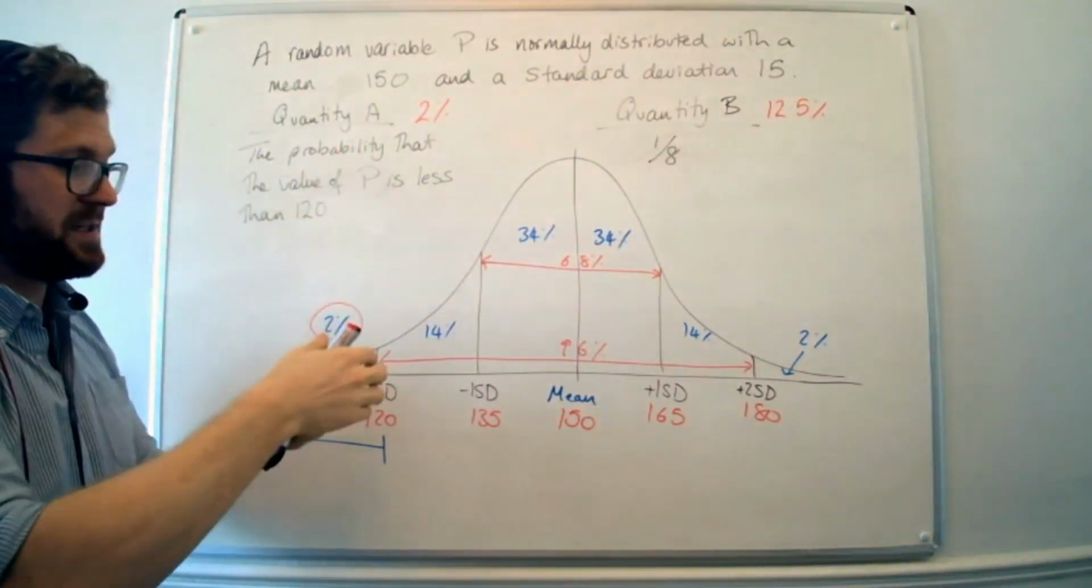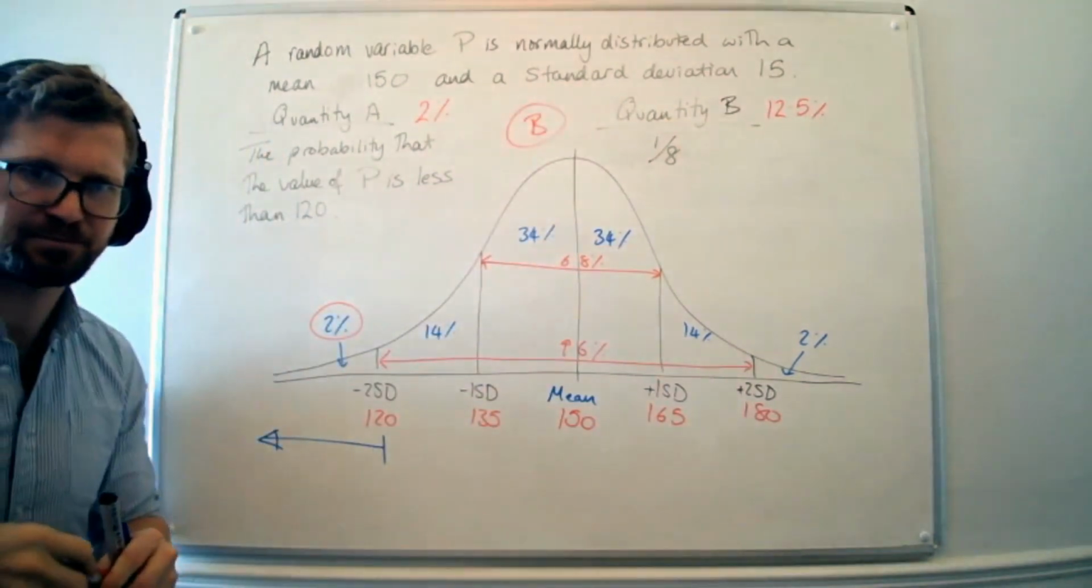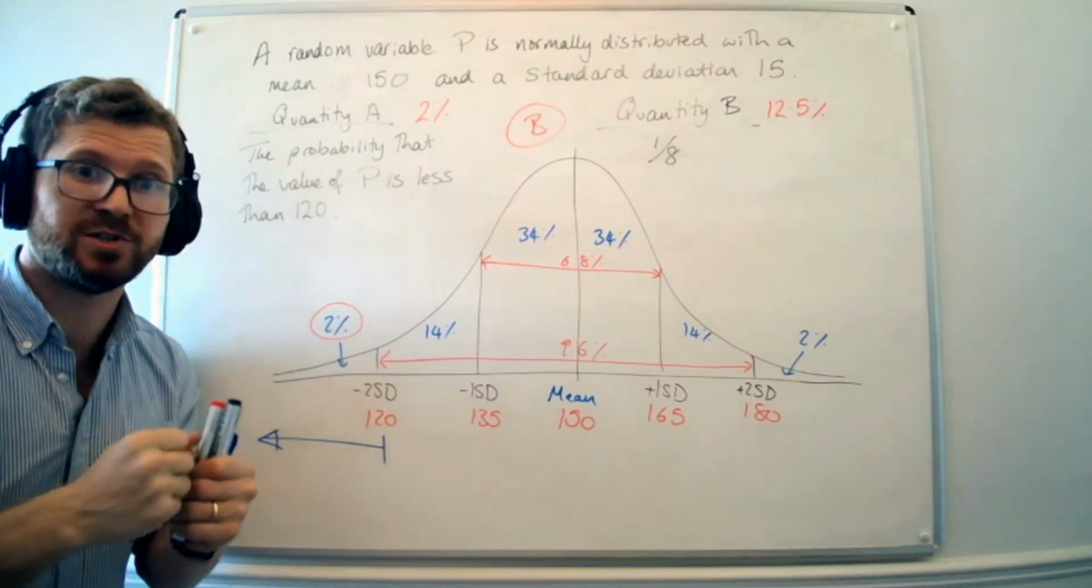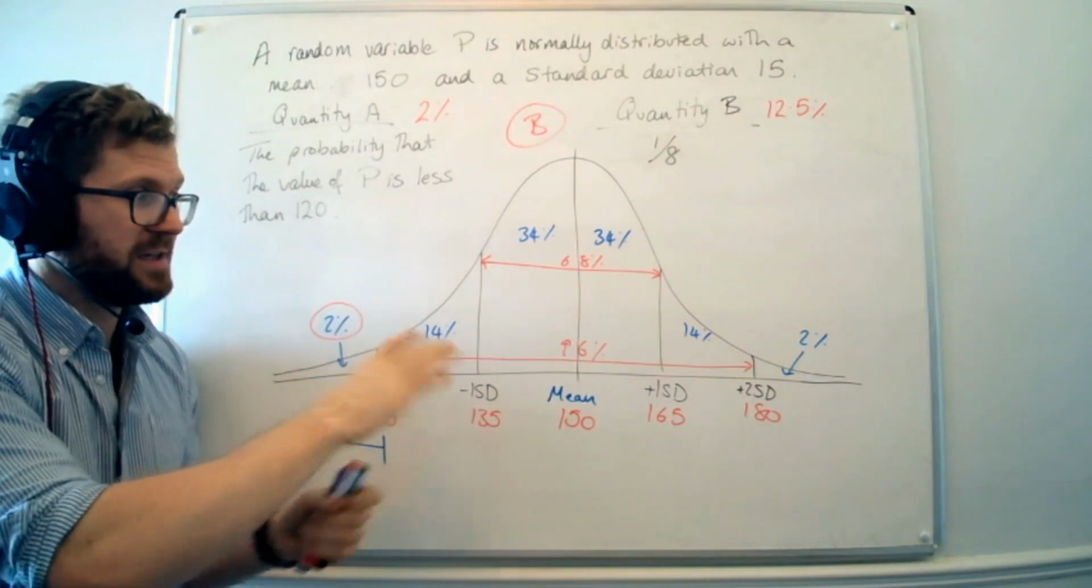And so quantity B is larger than quantity A. So the answer to this question is going to be B. All right, so normal distributions, there isn't too much you need to know in order to get through the GRE using normal distributions. One part of it is these numbers.